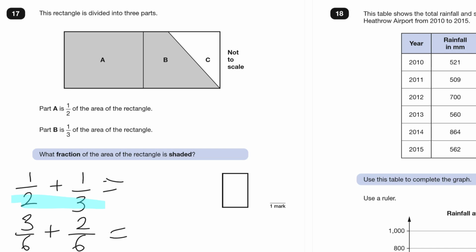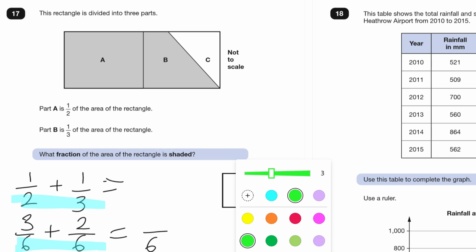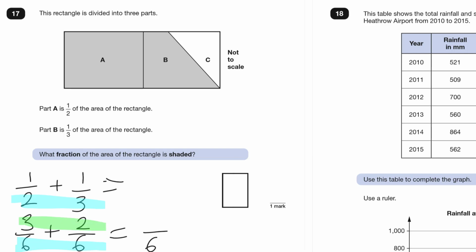So now that we have the same denominator, we are able to add. So that's going to be 6, and we add our numerators up, and that is 5. So we have 5/6 of the rectangle is shaded.